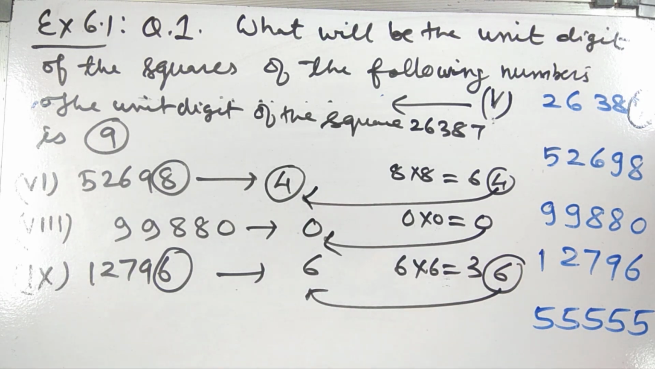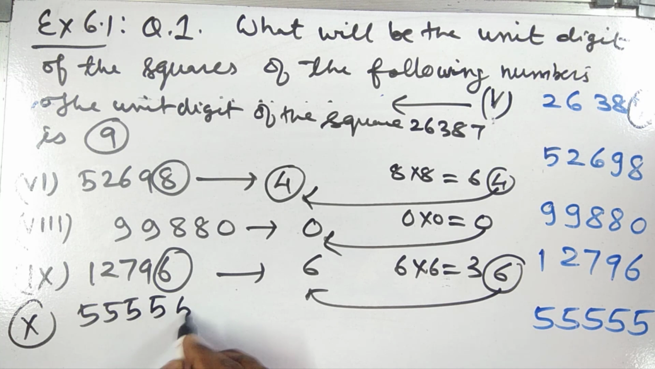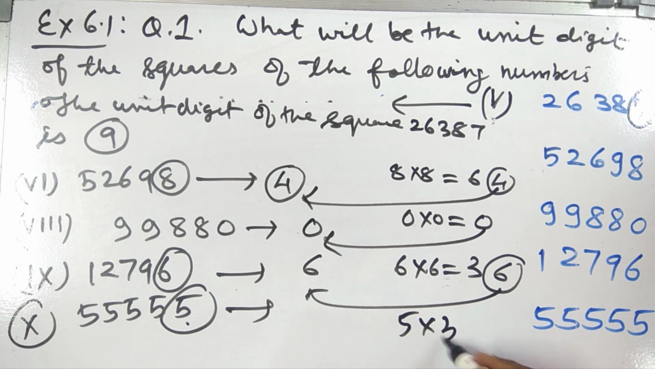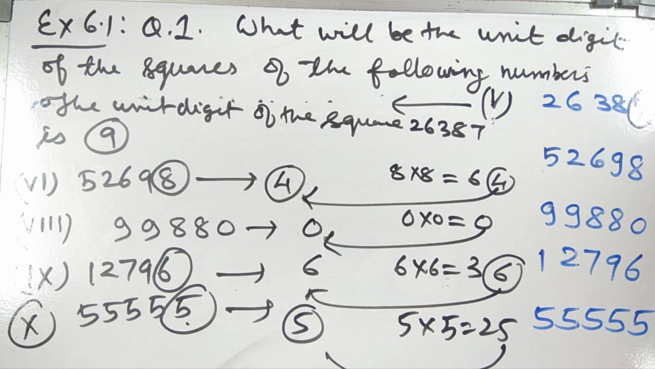So students, the unit digit of the square of the number 12,796 will be 6. And 10th one, students, unit place 5, 5 into 5, 25. So the unit number is 5, students. So the unit digit of the square of the number 5555 will be 5 because 5 into 5 is 25. So the unit place is 5.